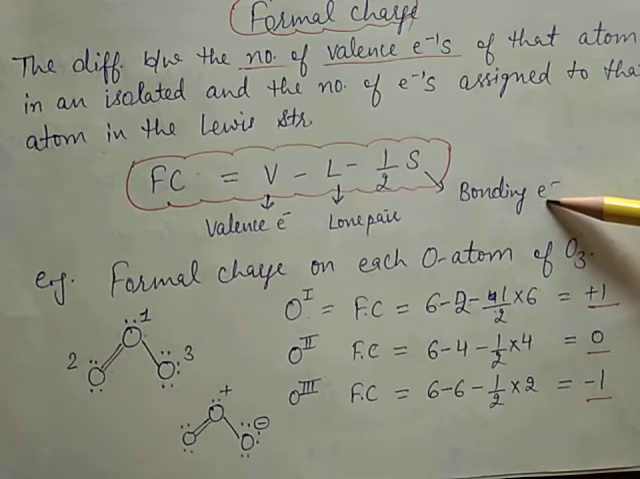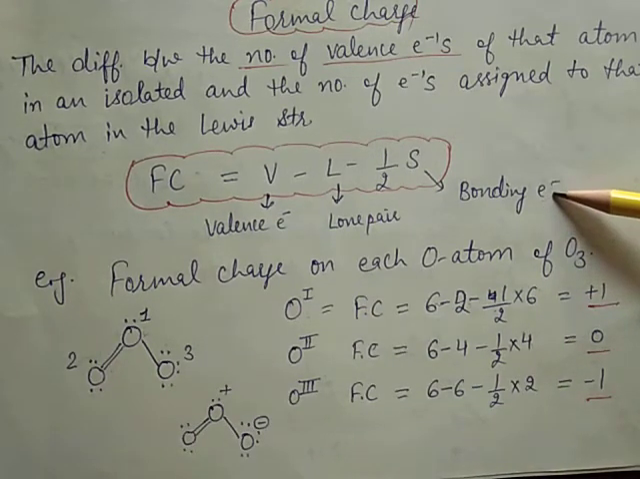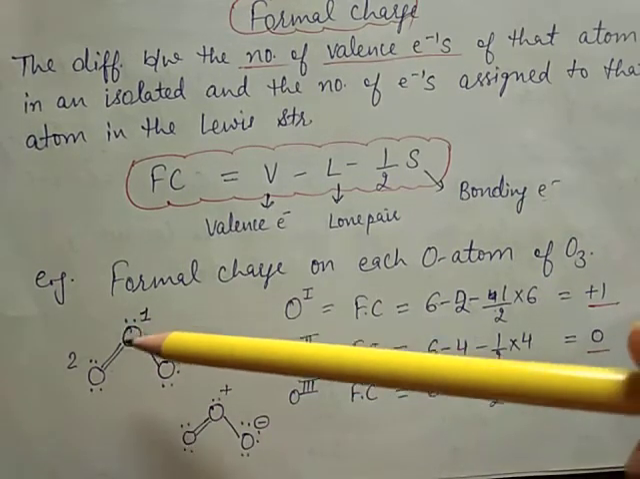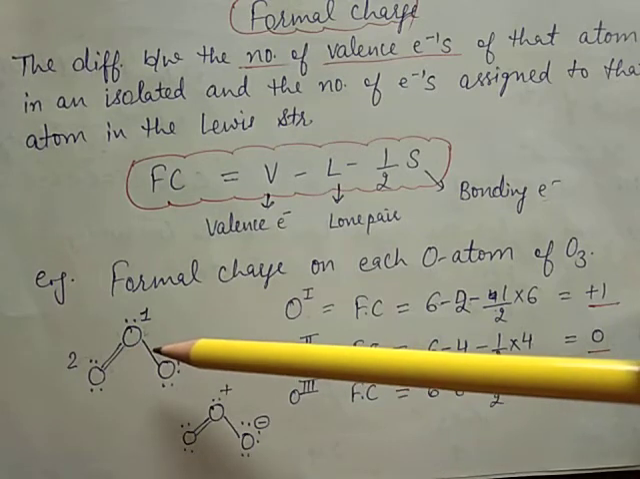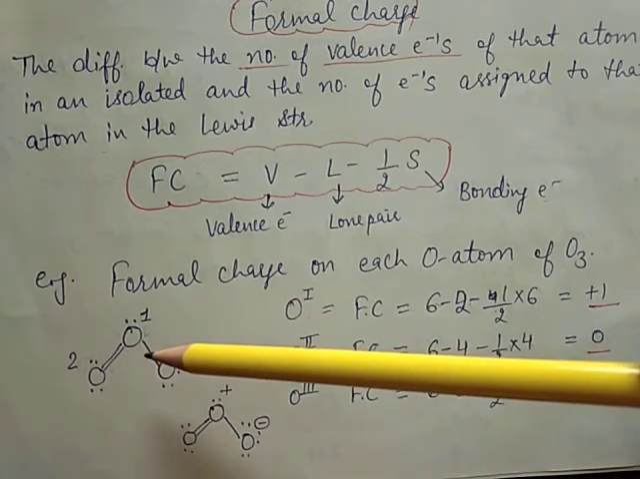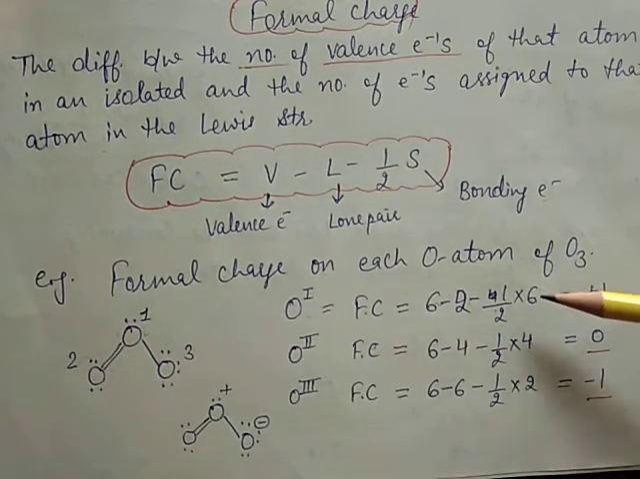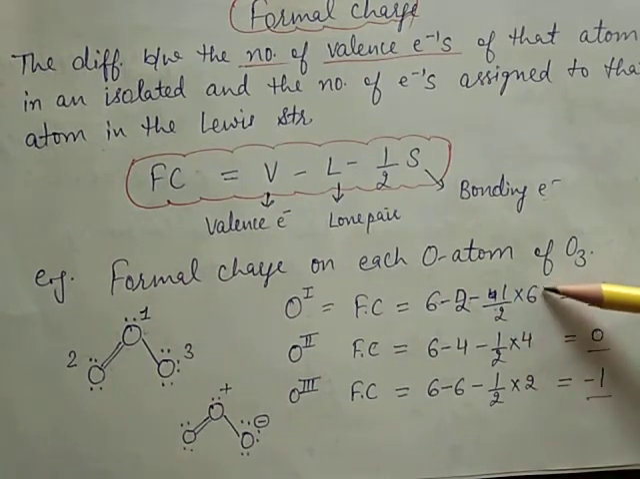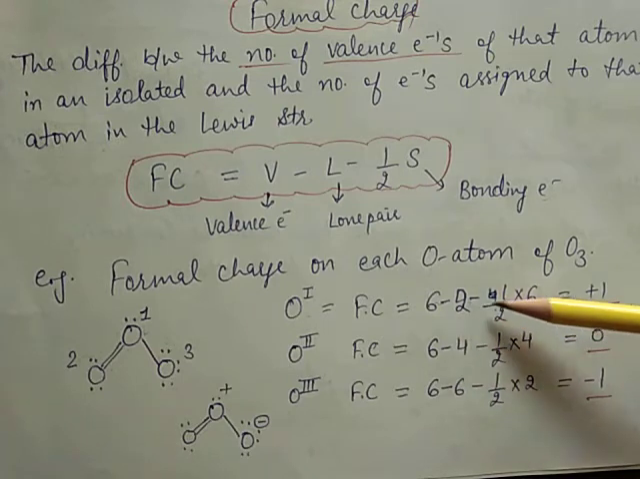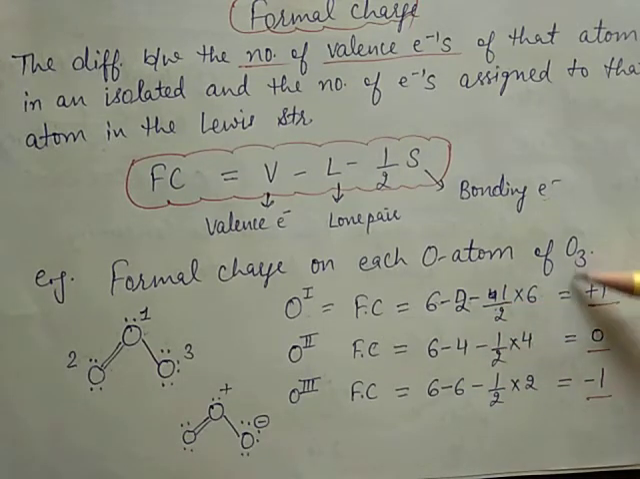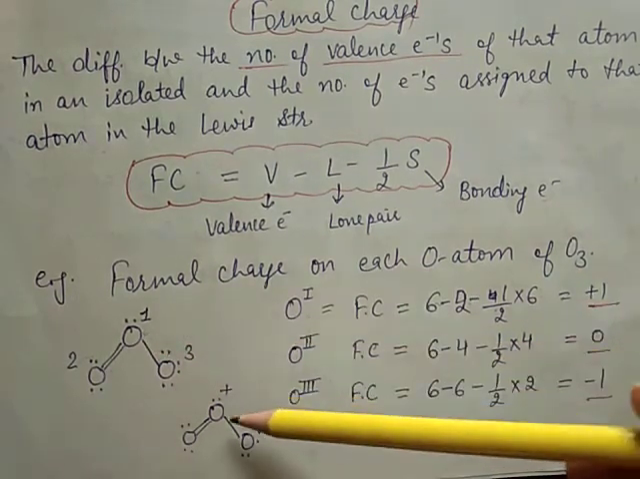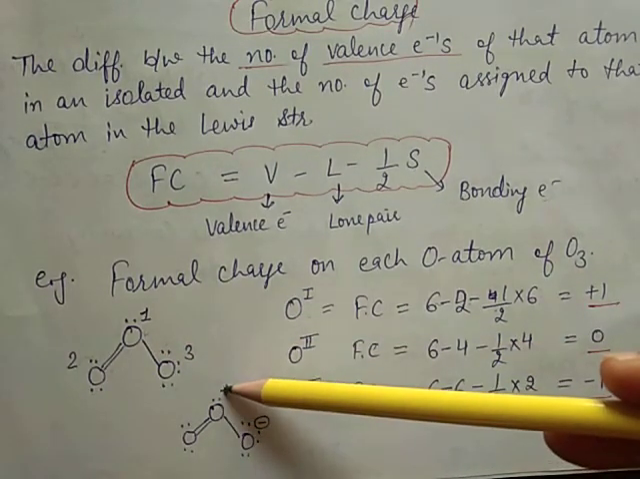Here we have to calculate electrons, not bonds. One bond has 2 electrons, 1, 2 and 3. 3 bonds are present here, so 3 twos are 6. 6 electrons are here. So 6 minus 2 minus 3. So 6 minus 5 is equal to plus 1. So this oxygen has a plus 1 charge. So here we write O plus.